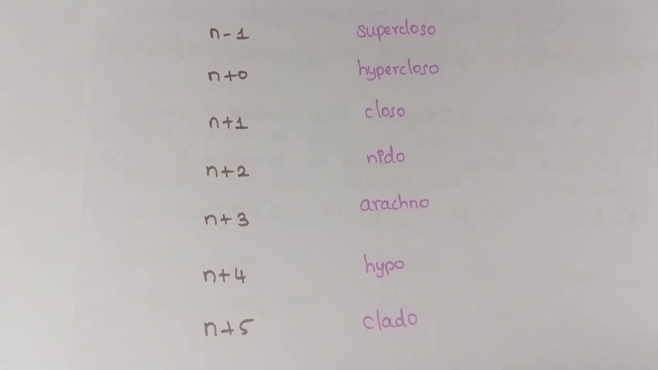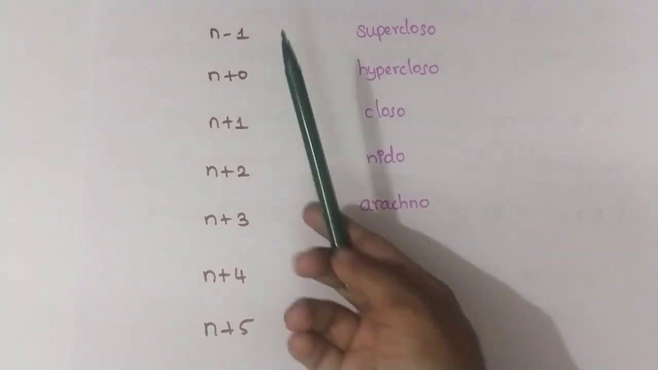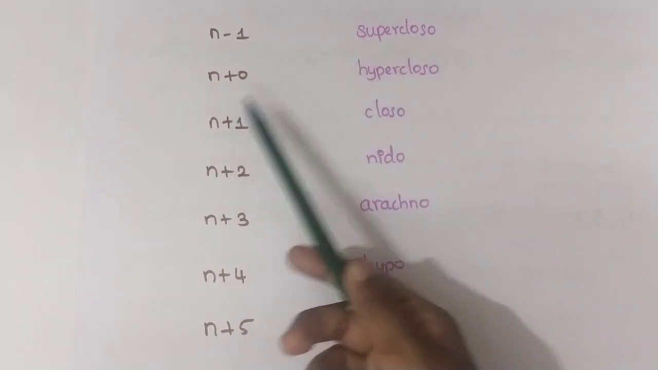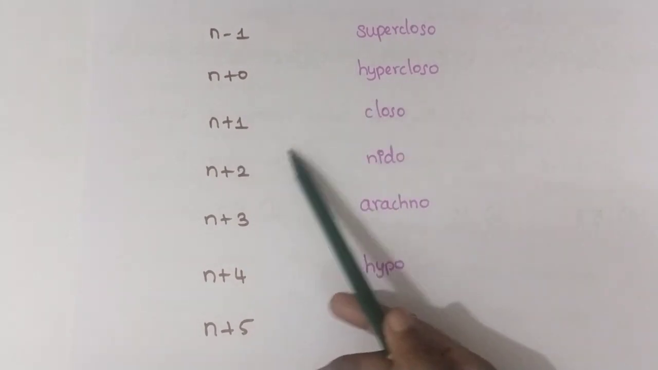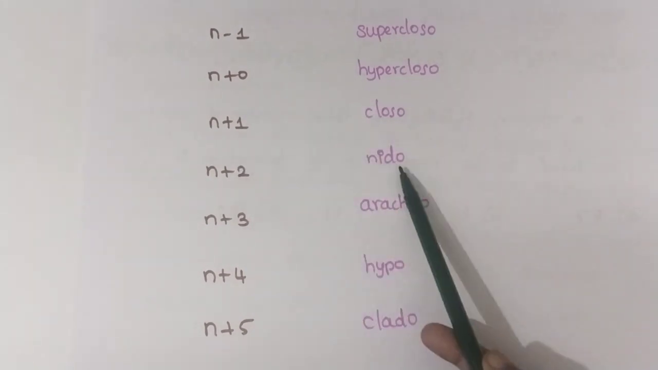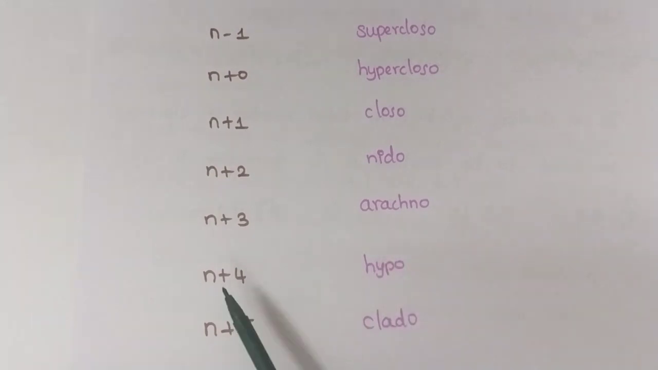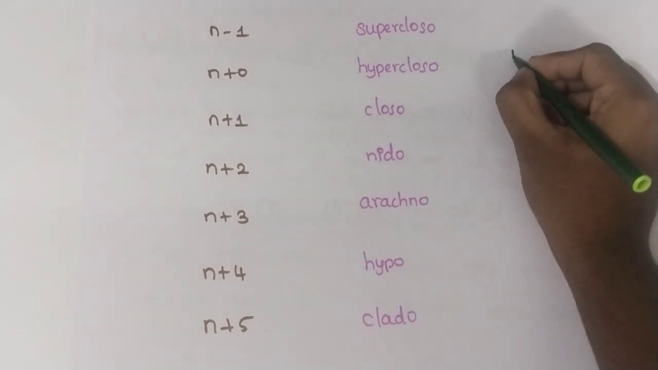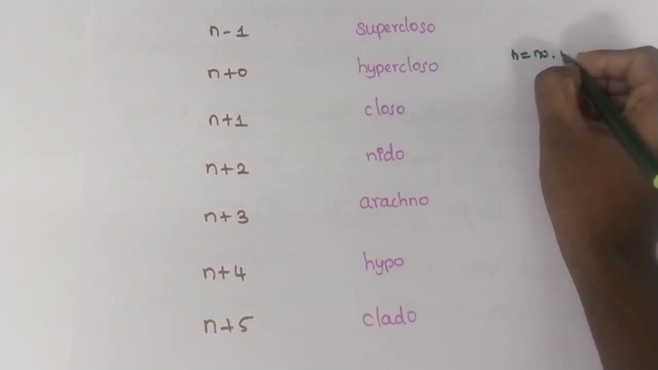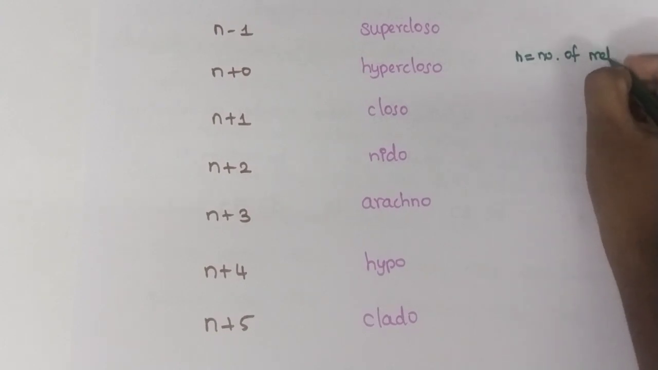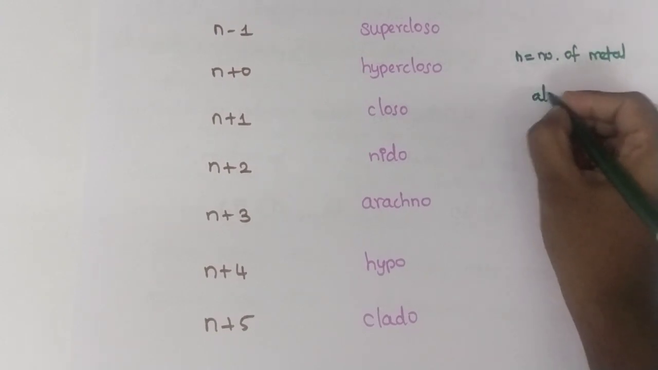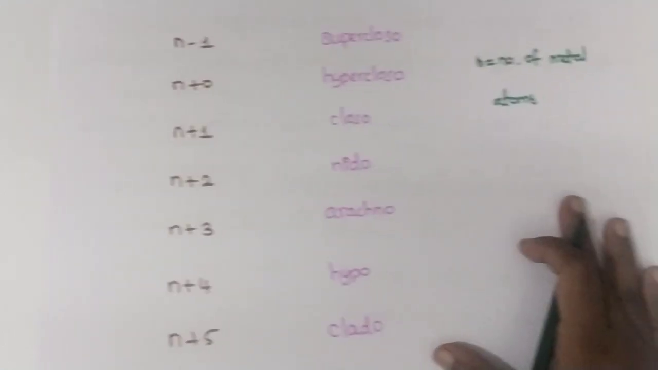Okay, first of all, see this. If you have n minus 1, it is supercloso; n plus 0, it is hypercloso; n plus 1, it is closo; n plus 2, it is nido; n plus 3, it is arachno; n plus 4, it is hypo; and n plus 5, it is known as clado. Okay, so what is n? You may have this doubt, right? So n is nothing but the number of atoms, the number of metal atoms, right?